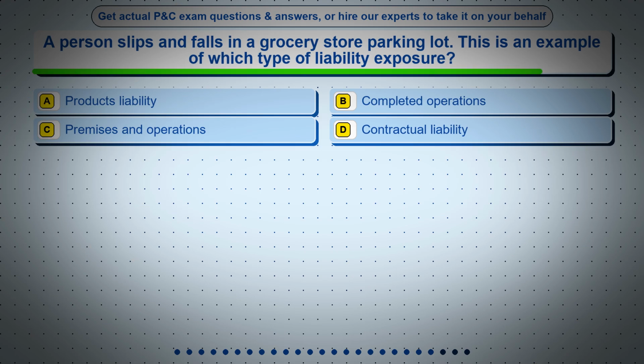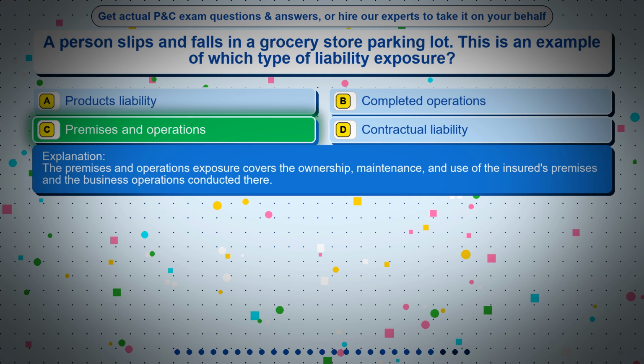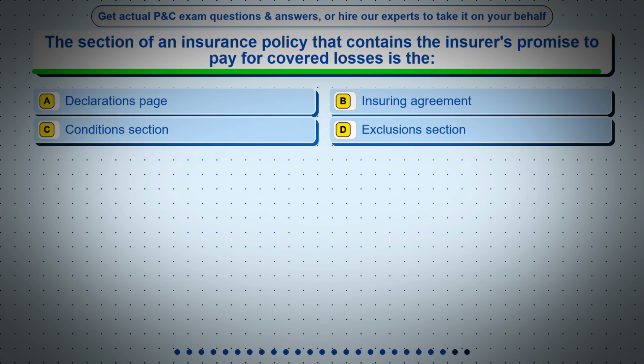Question 22. A person slips and falls in a grocery store parking lot. This is an example of which type of liability exposure? Option A. Products liability. Option B. Completed operations. Option C. Premises and operations. Option D. Contractual liability. The correct answer is option C. Premises and operations. The premises and operations exposure covers the ownership, maintenance, and use of the insured's premises and the business operations conducted there.